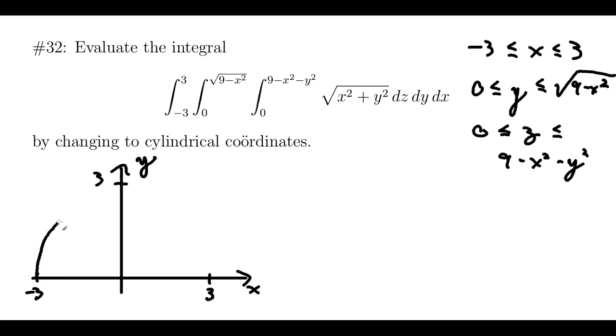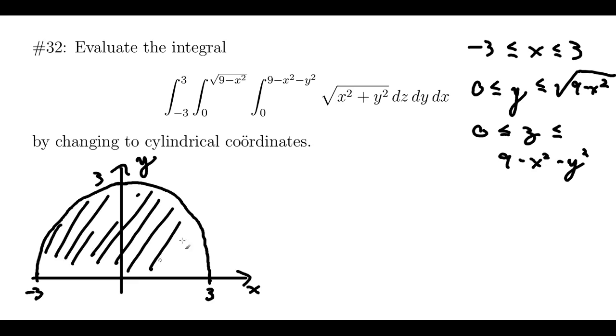This is, of course, as usual, going to be drawn very crudely. But anyway, y goes from 0 up to that curve. So this is the projection or footprint of the region of integration in the xy plane. Within that, we see that z is bounded below by 0 and above by 9 minus x squared minus y squared.